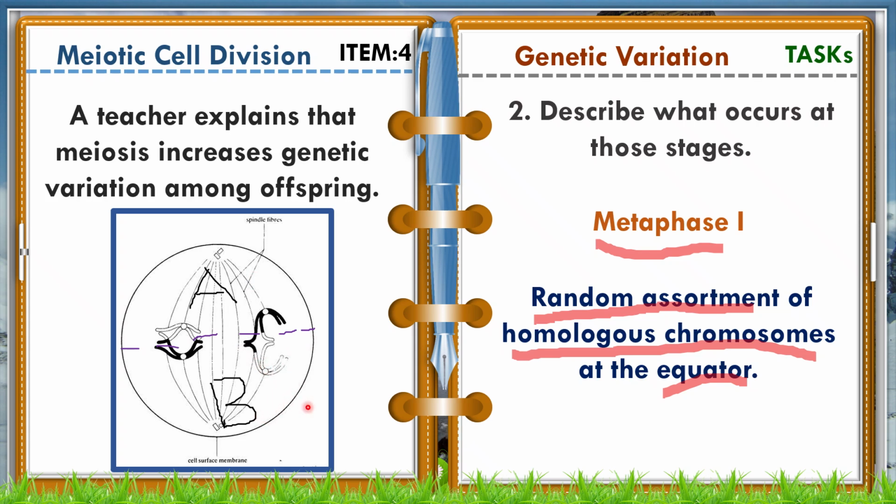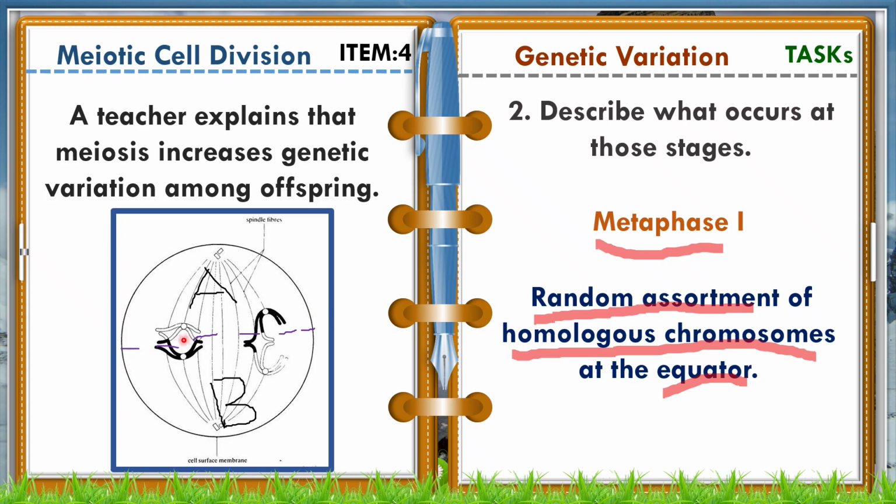So that is what we call random assortment. Random assortment means random arrangement. When they are arranging themselves here, there is no rule that says that those who are coming from the mother, the black ones, align yourself on one side, like side B. And those ones that are coming from the father, align yourself on the other side of the cell, part A. So you can see that they have arranged themselves independently. And this is metaphase what?